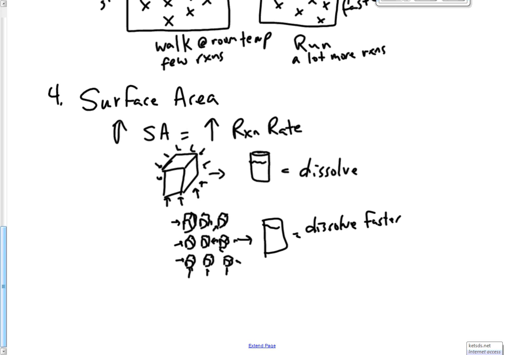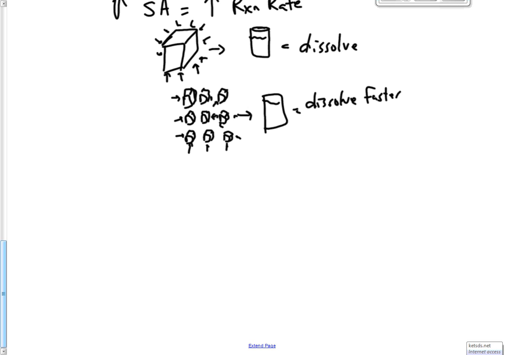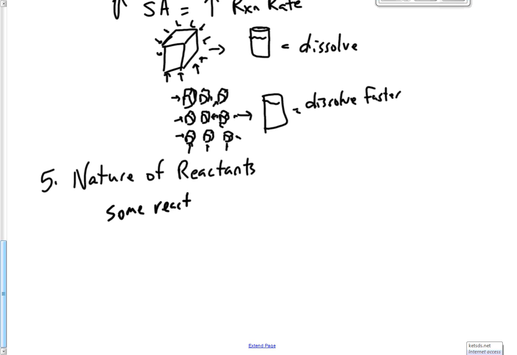The reaction happens faster. Okay, the last one, number 5, is just the nature of the reactants. Okay, some reactants react slower than others by nature. It's just the way it's made. It's the way it's shaped. It's the way it comes into contact with the other reactant.